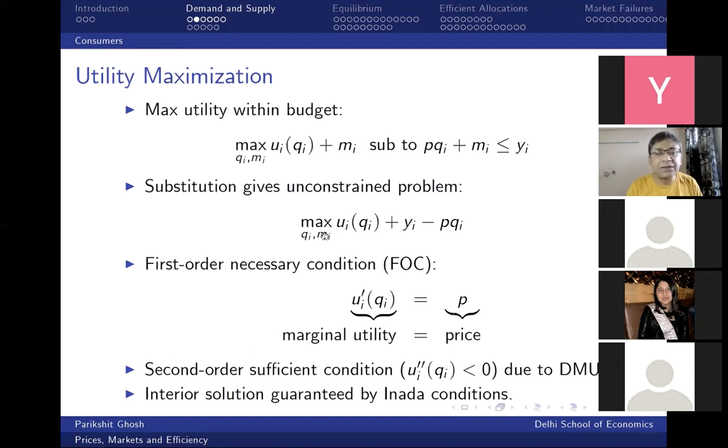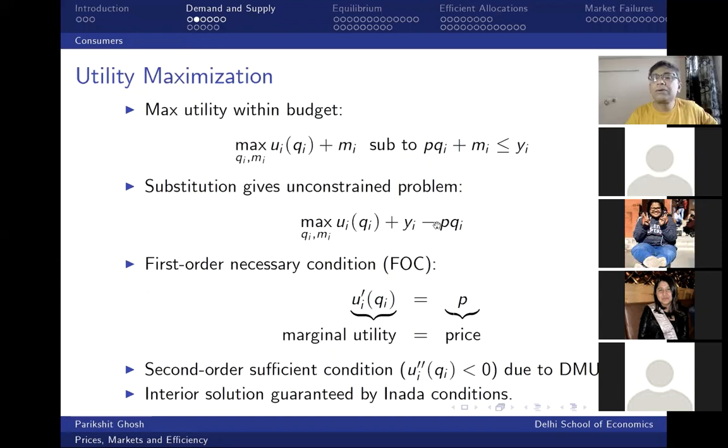In the initial formulation, the choices were Q and M. Once I do the substitution, the choice really becomes Q, right? M has disappeared because of the substitution. So now this is a single variable unconstrained optimization problem. Now, this substitution trick, of course, won't always work, and we'll have to use more powerful methods like the Lagrangian, but we'll come there. For the moment, this is enough.